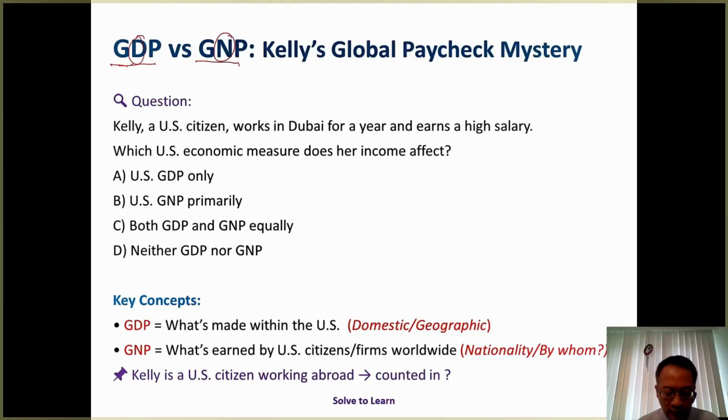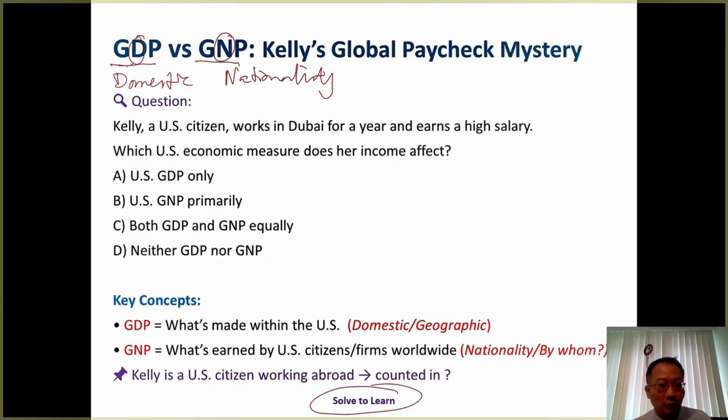D stands for domestic, which means it's a geographical concept. What about N? N stands for national, meaning it's a concept based on nationality, right? So in this case, let's take a look and deepen our understanding of the difference between these two concepts by doing some exercises. This is what we always emphasize as the solve to learn concept, understanding better through practice.